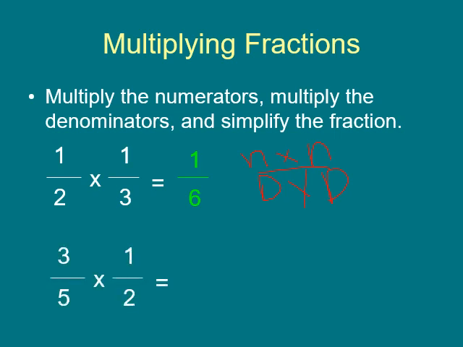Another example, 3/5 multiplied by 1/2. So 3 multiplied by 1 is equal to 3. Then 5 multiplied by 2, the answer will be 10. So, the product of 3/5 multiplied by 1/2 is 3/10.